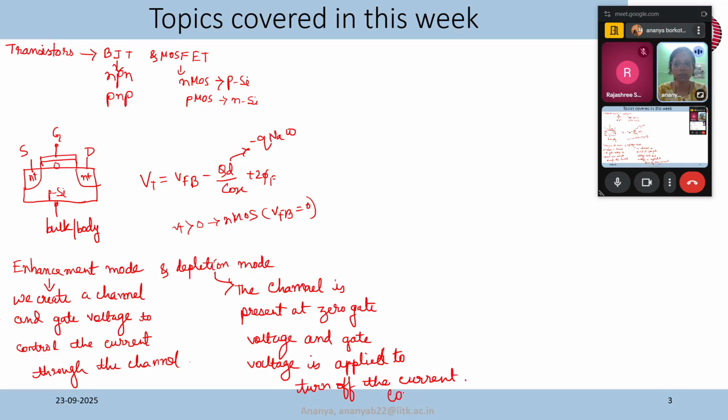Of course, we need a voltage difference between drain and source, then only current can flow. But this is in terms of whether the channel is present at 0 gate voltage, or the channel is present if the gate voltage is more than threshold voltage.